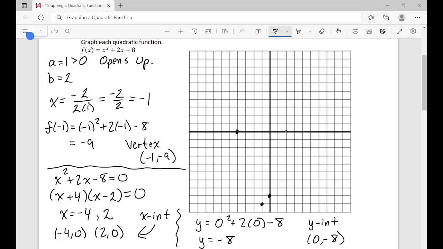And at (2, 0). So we have all our points, and we know that this opens up, so our parabola is going to have this kind of a shape here. So we're going to connect the dots as so, down to the final point here, and then we go back up. And here we have our quadratic function graphed. It's not perfect, but we got all the main points of the intercepts and the vertex, so we're feeling pretty good.